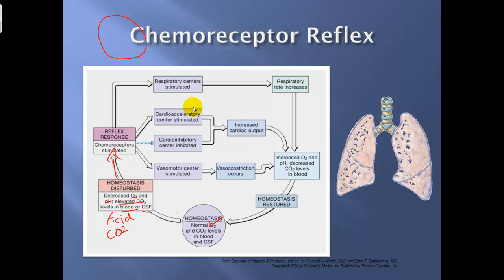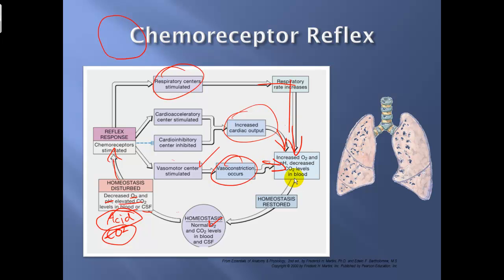Chemoreceptors are stimulated. Cardiac acceleratory center is stimulated. Let's give them some gas. Cardiac inhibitory center is inhibited. We want to take off the brakes. Vasomotor center is stimulated. Vasoconstriction occurs. Respiratory centers are stimulated because of these right here. Respiratory rate increases, so hopefully we have just put enough resources in play to where homeostasis is restored.